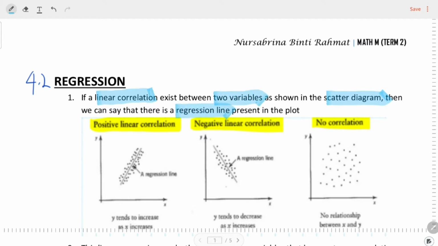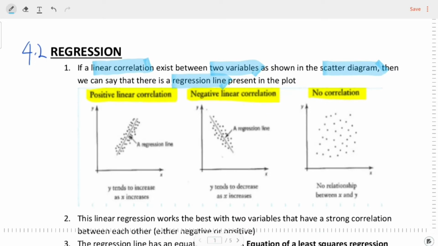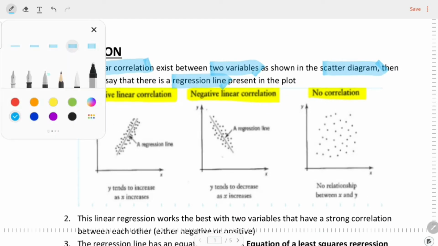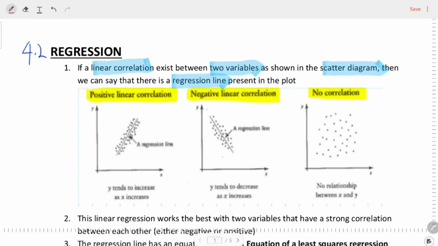I have here three different scatter plots. The first scatter plot shows a positive linear correlation, and as you can see, there is a regression line with a positive gradient. My second scatter plot shows a negative linear correlation, and since there is a correlation present, there will be a regression line. This time the regression line has a negative gradient, because it's a negative linear correlation. And in my third picture, there is no correlation, so no regression line.